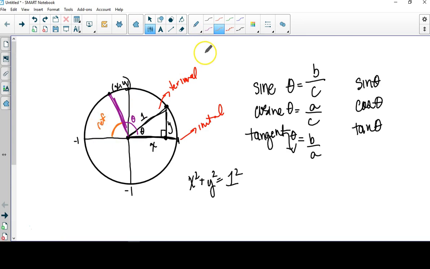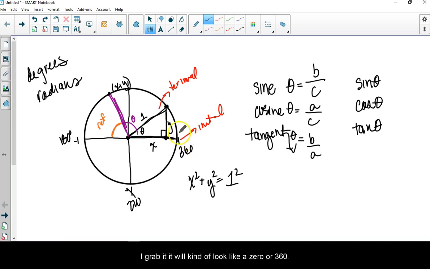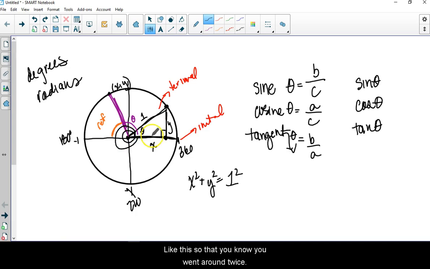Now, I'm talking about angles and thetas and terminal sides, but really we have two different ways that we can measure these angles. We have degrees, which is what you're used to, and we have radians. You know degrees, 360 degrees. This would be 180 degrees right here, right? 270, 360, and you can keep going around, have reflective angles. So I can go around the circle twice and have an angle that's 720. When I graph it, it will kind of look like a 0 or a 360, but it'll have a notation like this so that you know you went around twice.